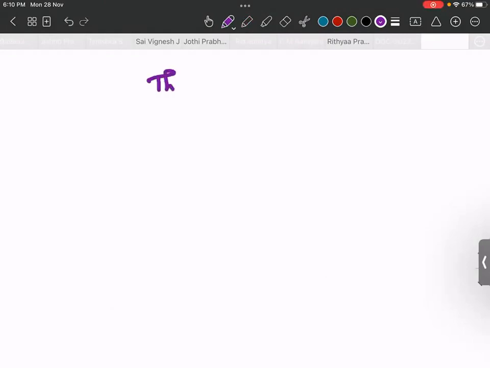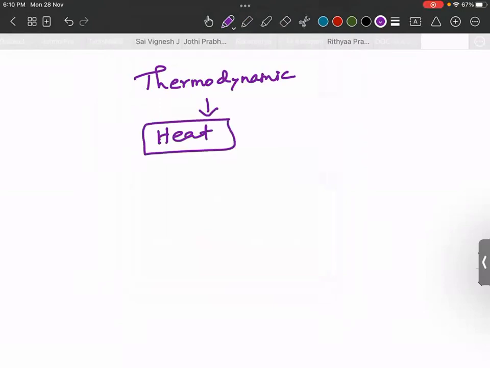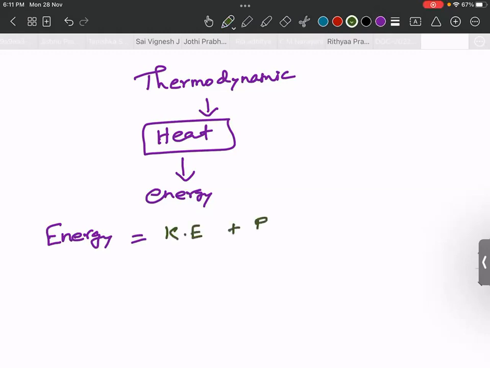So we are going to see thermodynamics. Thermodynamics means heat changes, heat flow. So we are going to concentrate only on heat, and that heat will be in the form of energy. So what is energy? Energy of any system is equal to kinetic energy plus potential energy plus internal energy.